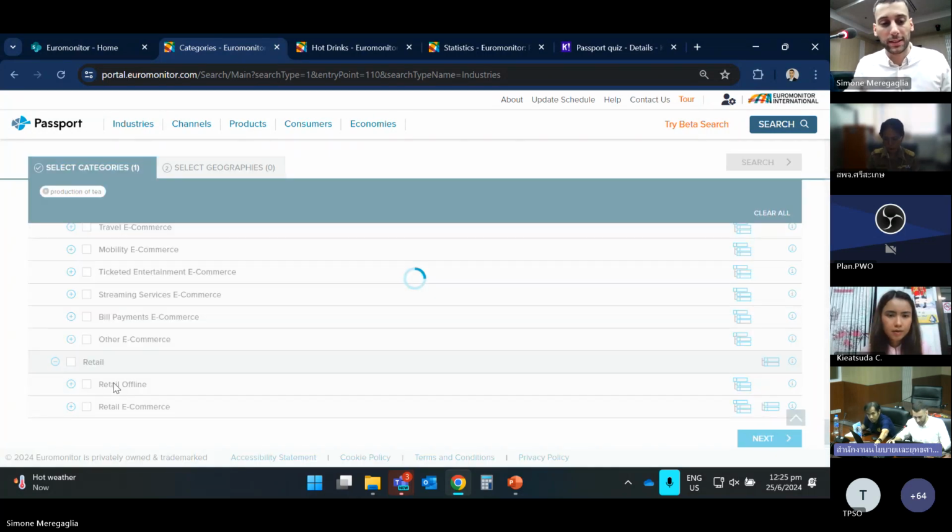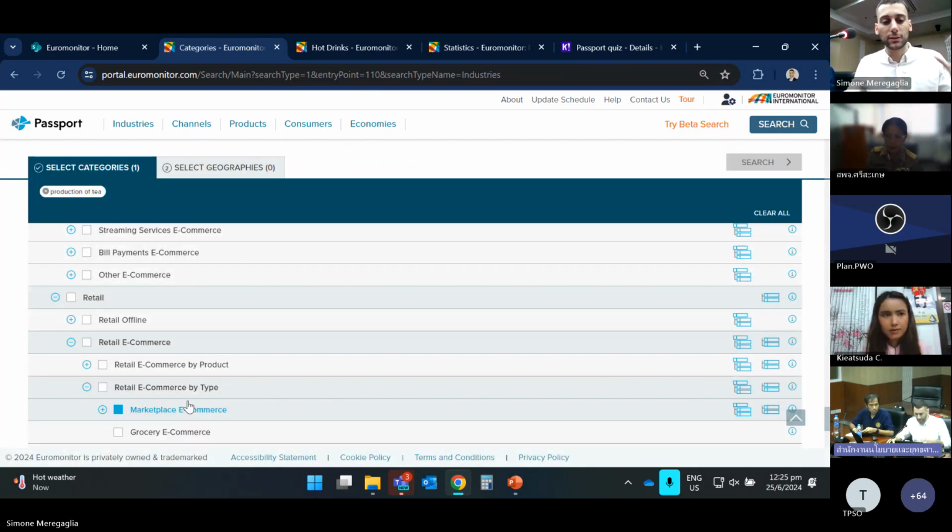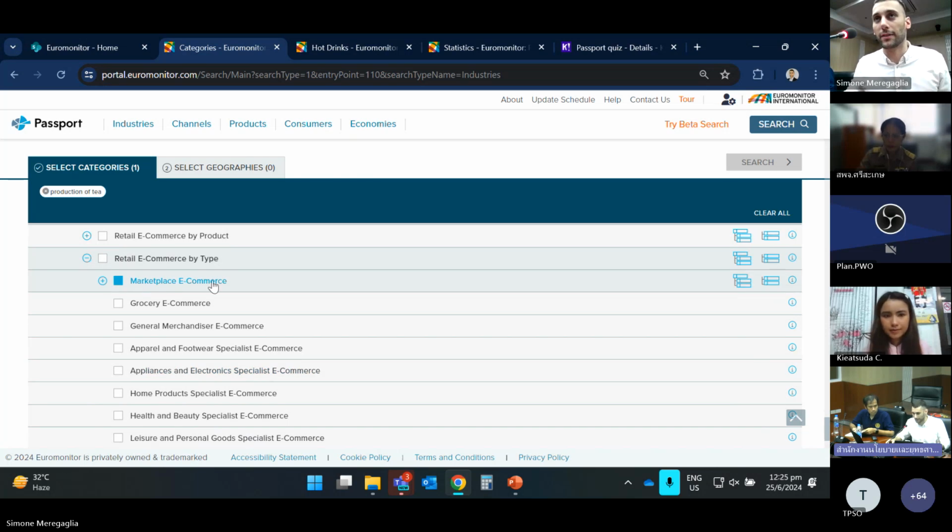For example, within retail e-commerce, you want to see which are the products that are sold the most through e-commerce, or the types of e-commerce retail. And you can look at it very deeply. This is all part of, so do they buy retail through marketplace retail, for example, Lazada or Shopee, or do they buy retail from a direct retailer website?